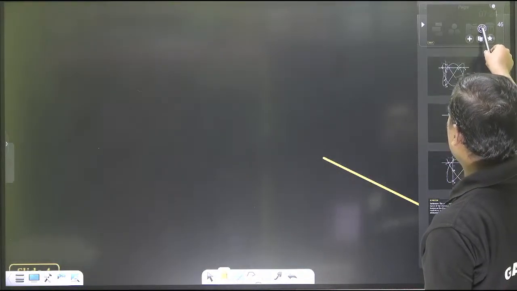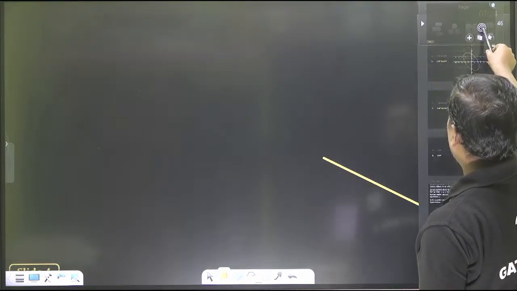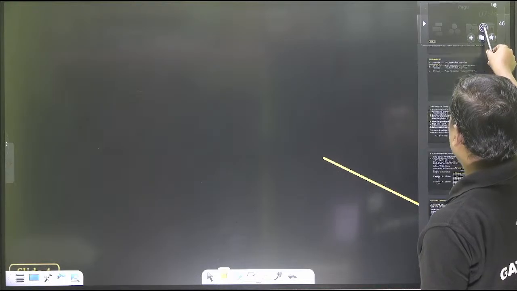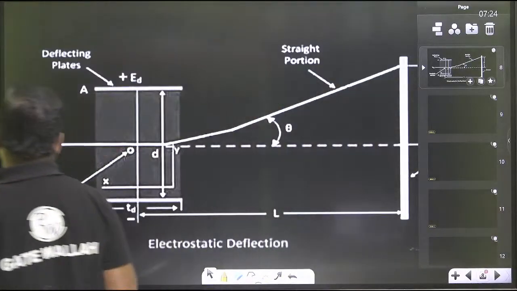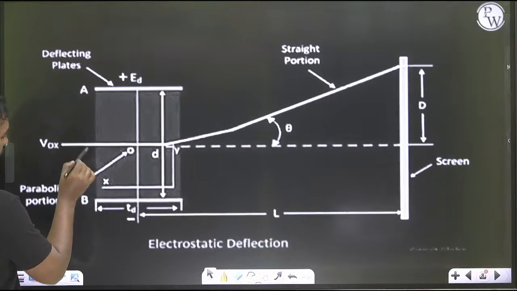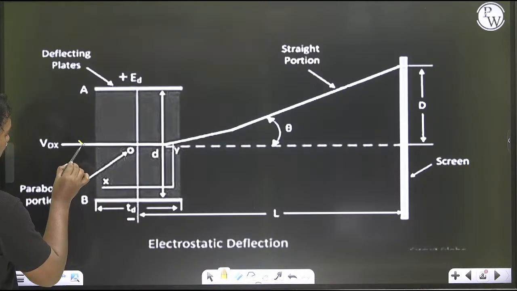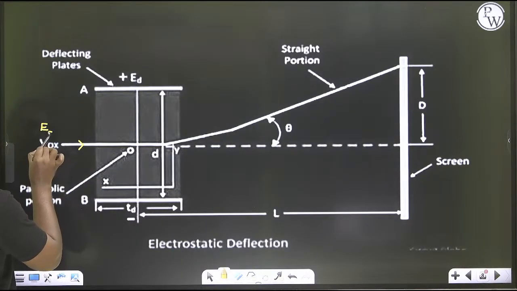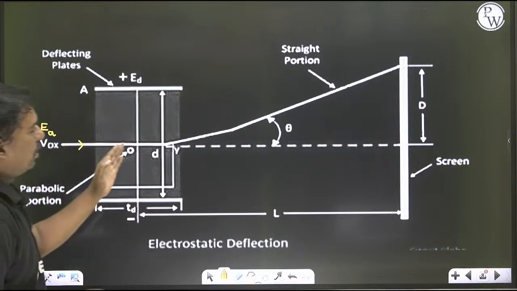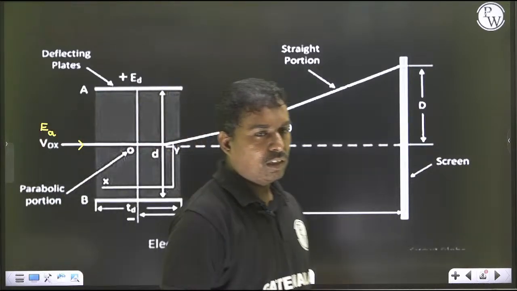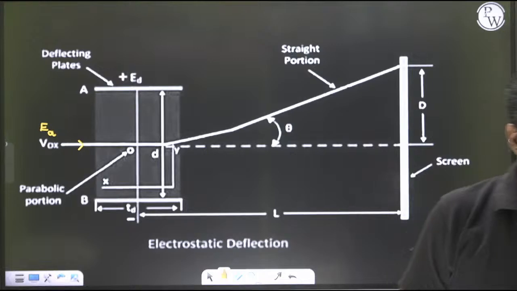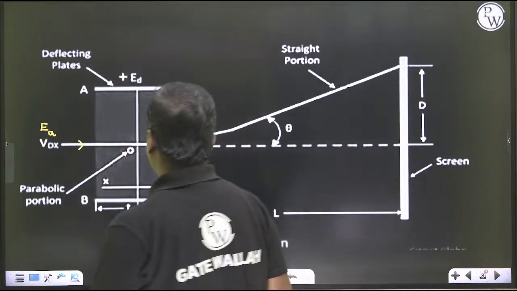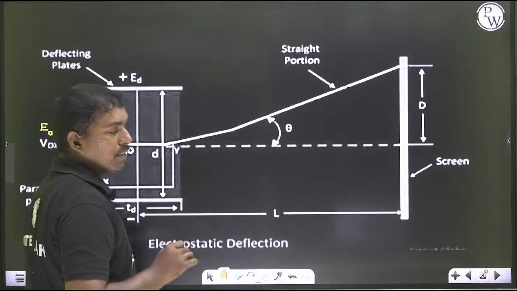So once this particular electron enters into the deflection plates, according to the accelerating voltage, it is finally coming with an accelerating voltage now. So this is the accelerating voltage. So with an accelerating voltage, the electron is entering into the deflection plates. Once it comes into the deflection plates, from the center of the deflection plates it is going to get deflected.